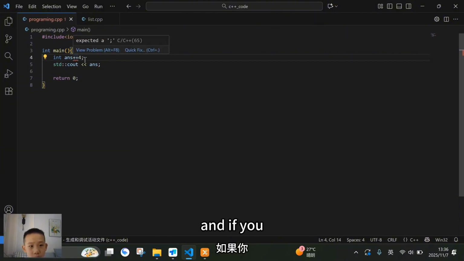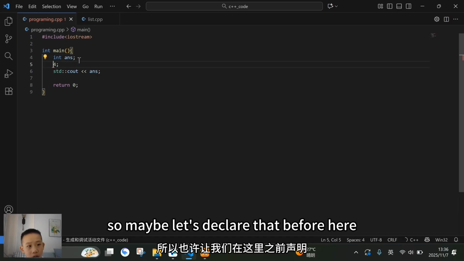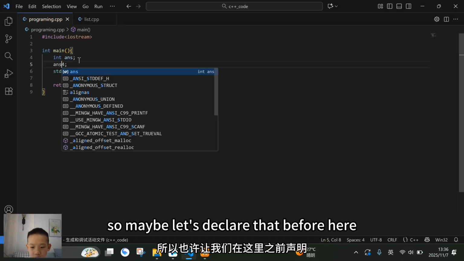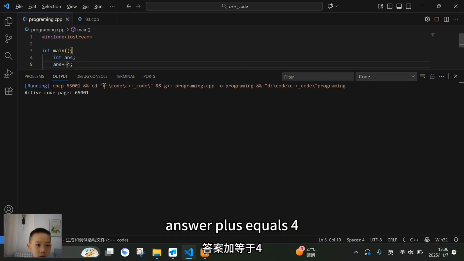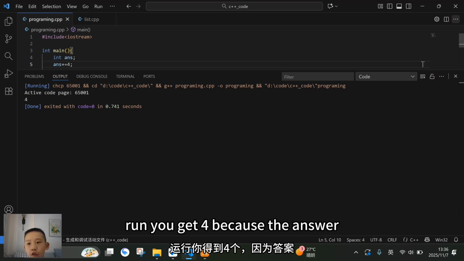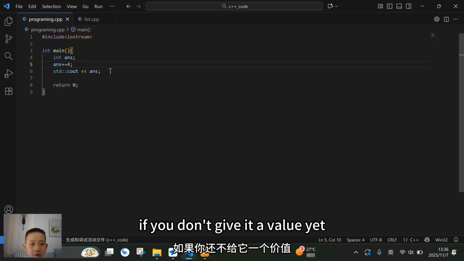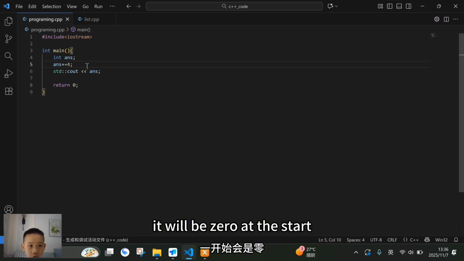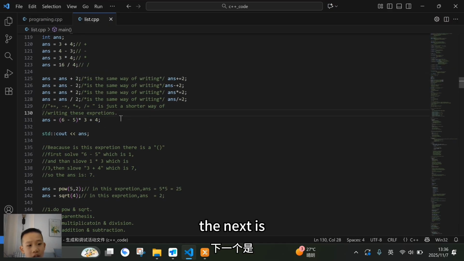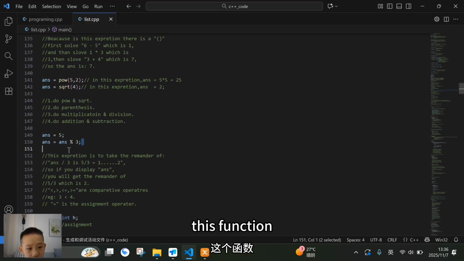And so maybe let's declare that before here. Answer plus equals 4. Run. You get 4 because the answer, if you don't give it a value yet, will be 0 at the start. And the next is this function.